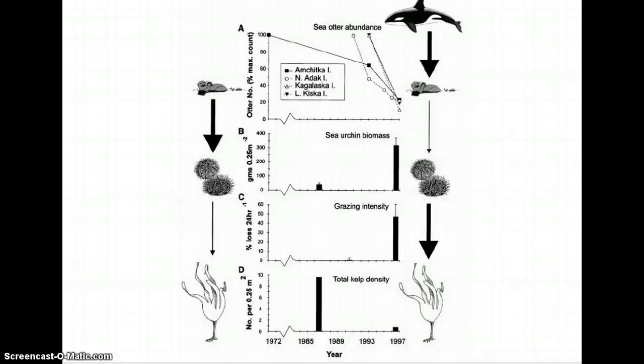The sea otter is then considered a keystone species. And a keystone species is a species that can dramatically affect an area if something happens to it. So the sea otter is the keystone species in the Aleutian Islands.